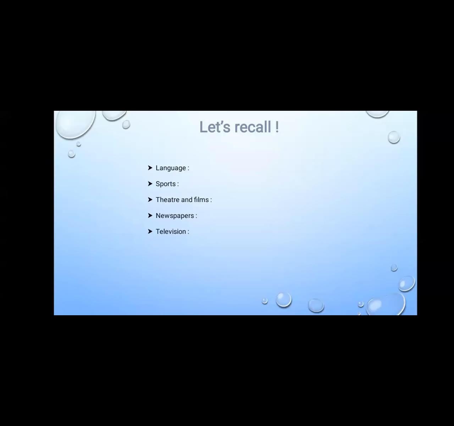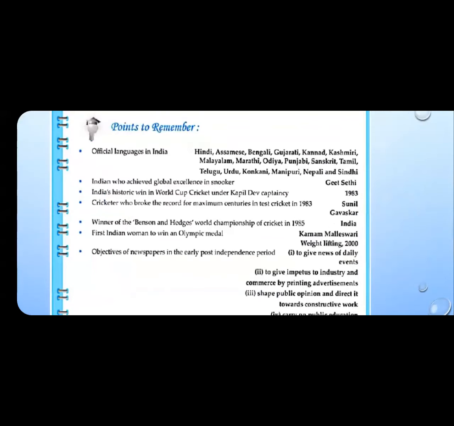So this was what we have done yesterday. So these were the topics we have covered. So let's see a few points and the questions related to this part. What are the points, students, you need to remember for this chapter, that is Changing Life 2, chapter number 10. First here are the official languages in India, which include Hindi, Assamese, Bengali, Gujarati, Kannada, Kashmiri, Malayalam, Marathi, Odia, Punjabi, Sanskrit, Tamil, Telugu, Urdu, Konkani, Manipuri, Nepali, and Sindhi.